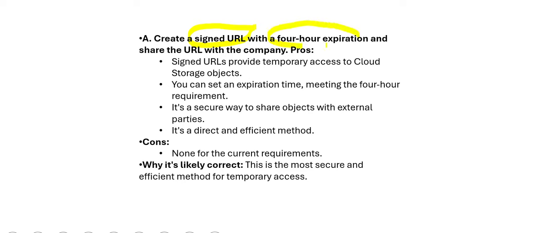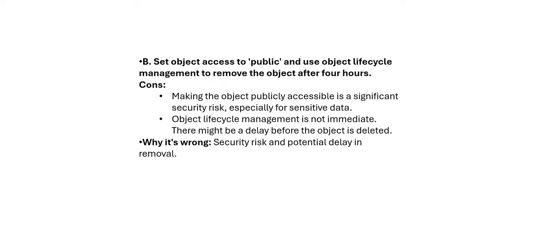It has an expiration you can set. You can set any expiration, but in this question, we want to set a 4 hour expiration. You set that. So this will give temporary access and it is secured. It's a direct and efficient method. It is very secure. But if you use option B, they are saying set object access to public.